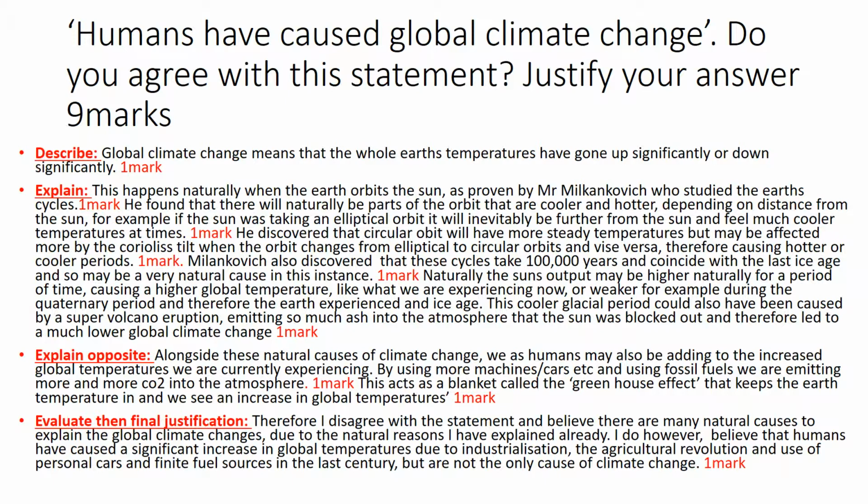Therefore, I will link to the Milankovitch cycles and how the orbits change to lead to more or less temperature. Then I will explain the opposite and explain how humans may have caused that global climate change. And finally, I will then evaluate and again just reiterate my justification for that.